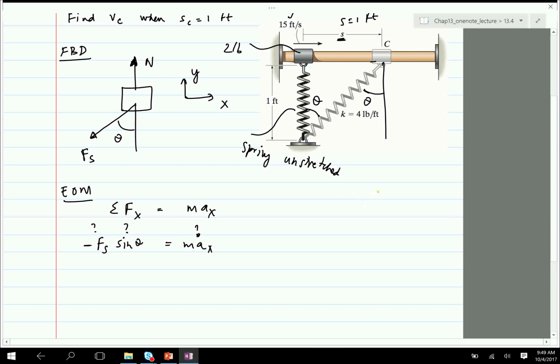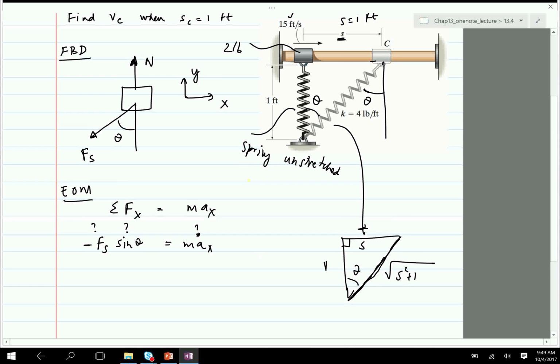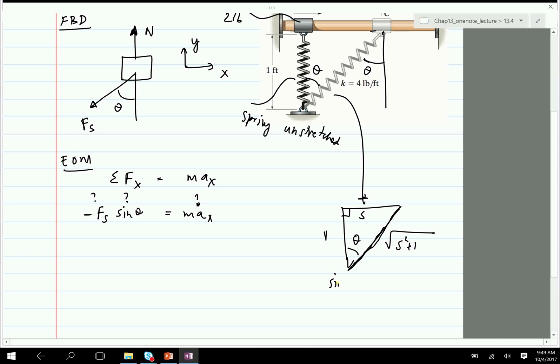To get sine theta, I'm going to redraw this here. This is 1, this is s. What's this side? It's the square root of s squared plus 1. So sine theta is the opposite side, which is s, divided by the square root of s squared plus 1. Okay, so I figured out sine theta.